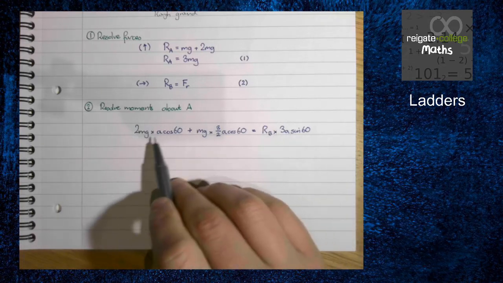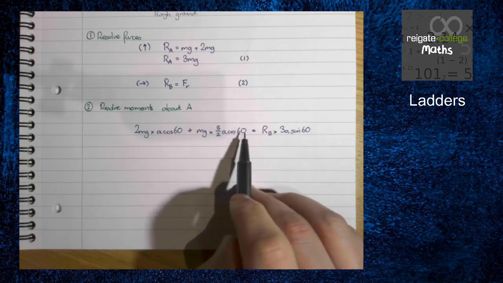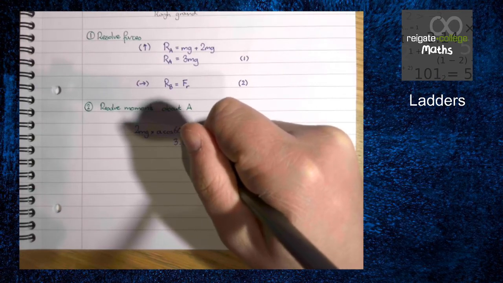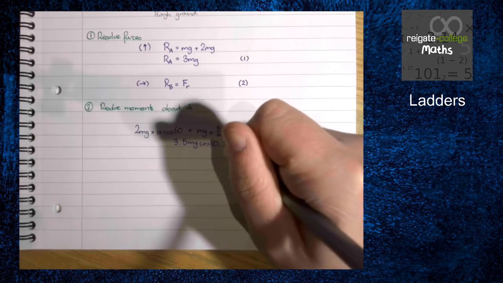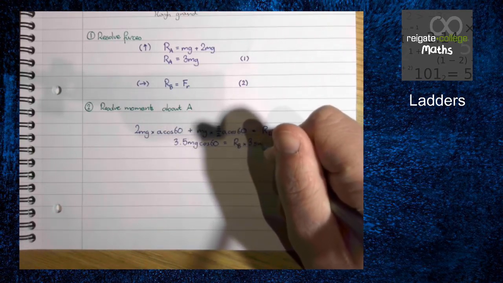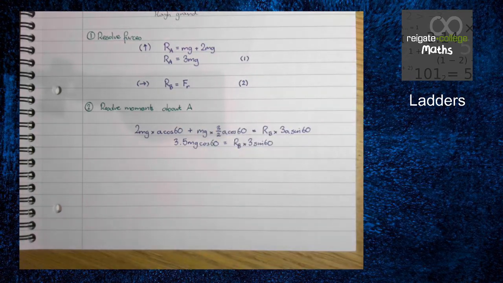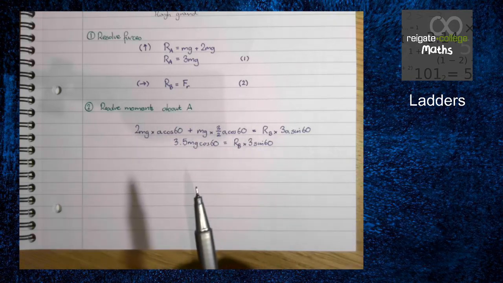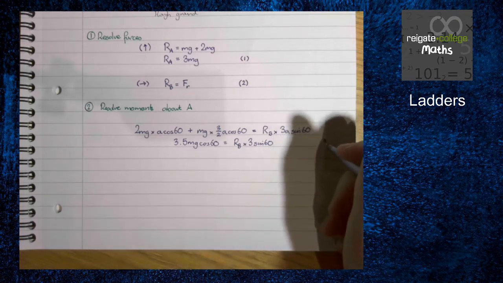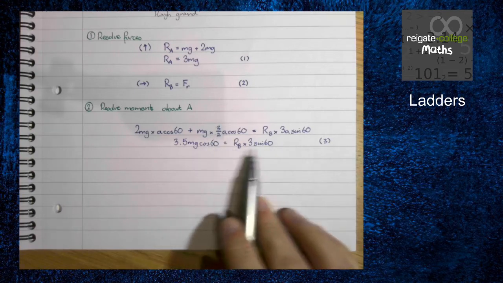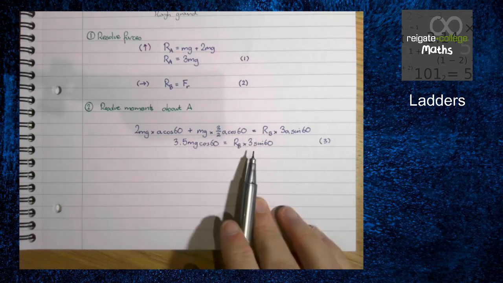and you can see here we've got 2mg cos 60 and 3 over 2 mg cos 60. So putting this together we get 3.5 mg cos 60 equals RB times 3 sine 60. We've now got rid of one of our variables, A. Now this is where paying attention to what we want to find is important. We want to find the coefficient of friction. So we need to get friction in this equation here.